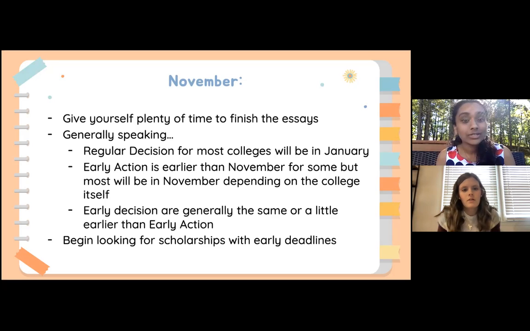But early action is earlier than November for some, and most of them will be in November, but it varies from college to college. For example, the University of South Carolina and the University of North Carolina at Chapel Hill, their early action deadline is actually October 15th, which is relatively early for most colleges. So once again, you want to stay on top of those deadlines. And then early decision are generally the same or a little earlier than early action.